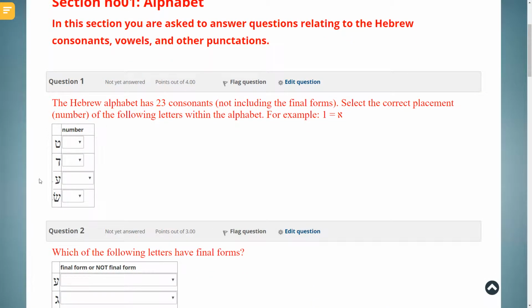For example, you're presented with a couple of Hebrew letters, and you have to define the ordering number of the alphabet. So think about Aleph is the first letter, so that would receive the number 1. Bet would be the second letter, so number 2. Dalet would be Aleph, Bet, Gimel, Dalet, the 4th. So this is how that works.